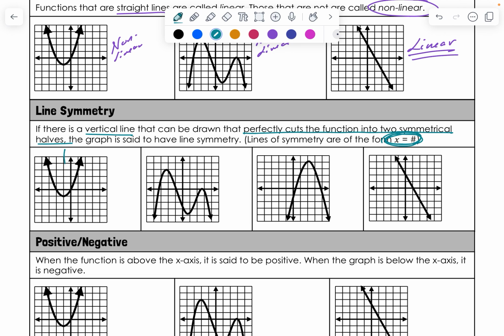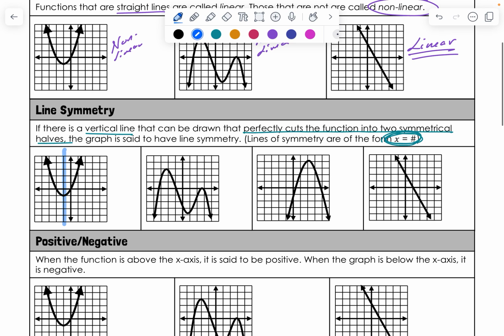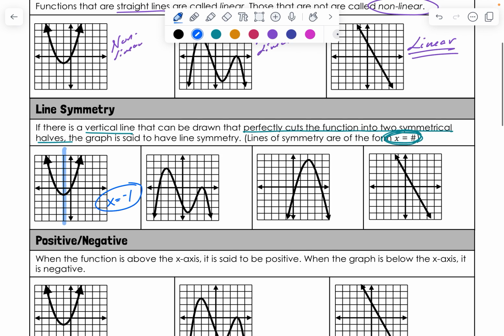Well, this one right here, we could draw a line. You know what? Maybe I'll use my highlighter so that we can see it better. And so that line that I just drew is x equals -1. So this point right here would be -1 for x, and it cuts it directly in half.